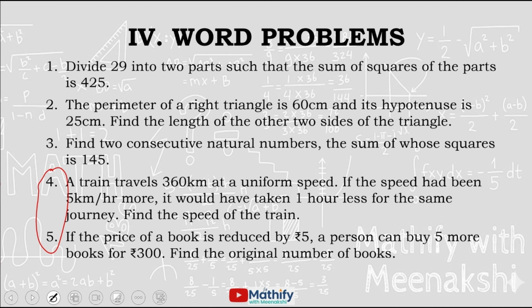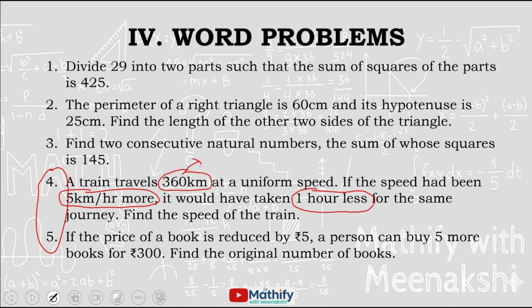So in this case, what you have to do, you have to first see the numbers. Here it's 360 kilometer, 5 kilometer per hour more, and third, 1 hour less. You have to focus on the words wherever it's written less and more. So in speed and time, it's written less and more. That means one thing is fixed here, and that is distance.